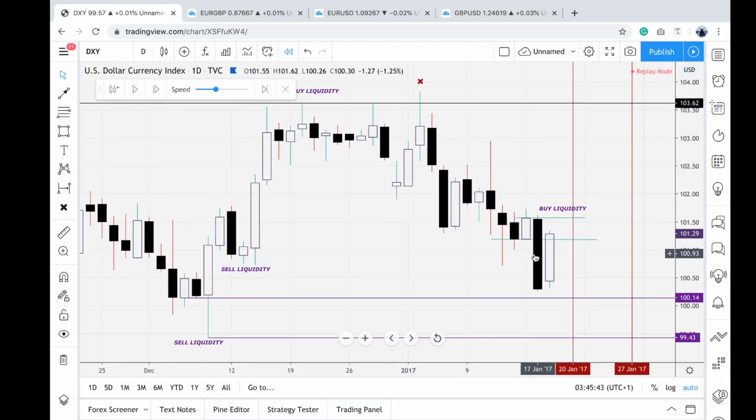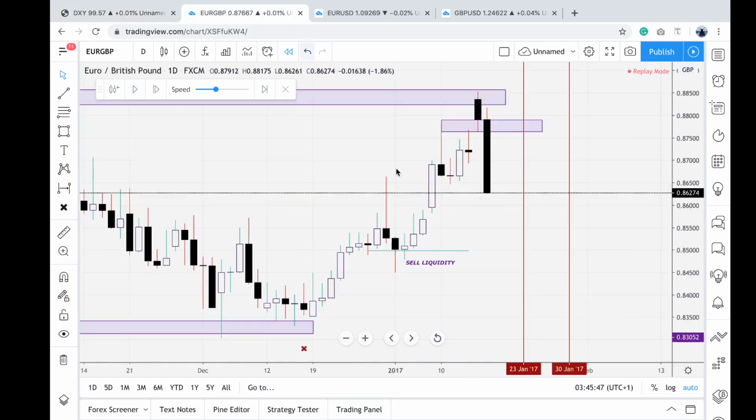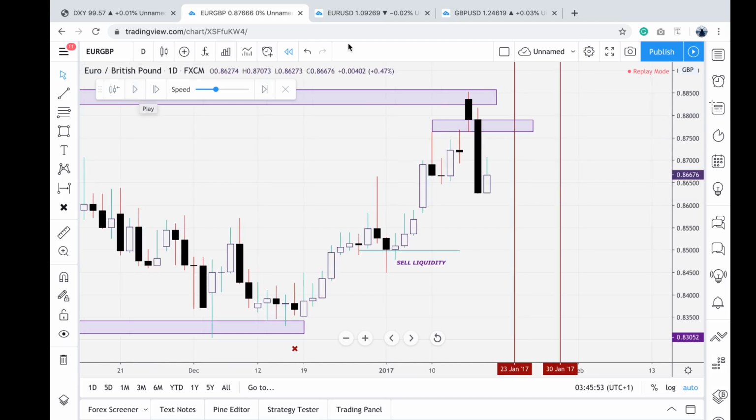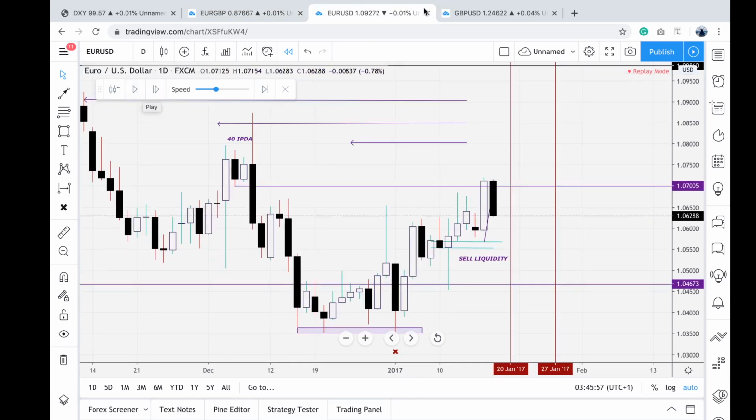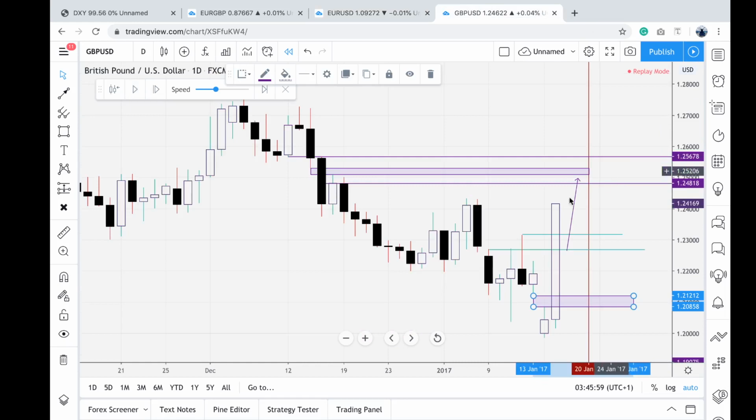So price just straight up never meets our target, goes back up. Okay, British Pound, Euro Pound, we're staying out of this. All right, so Euro Dollar, we're staying out of this also. And British Pound US Dollar, we want to see price trade into this level if you're looking for buys.